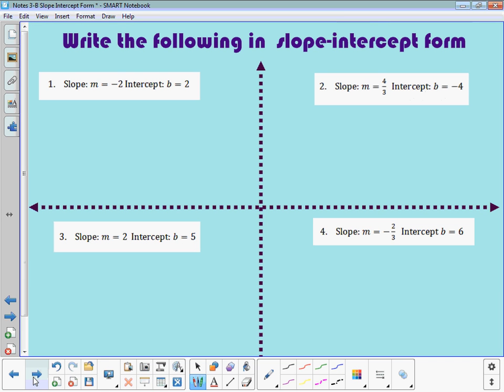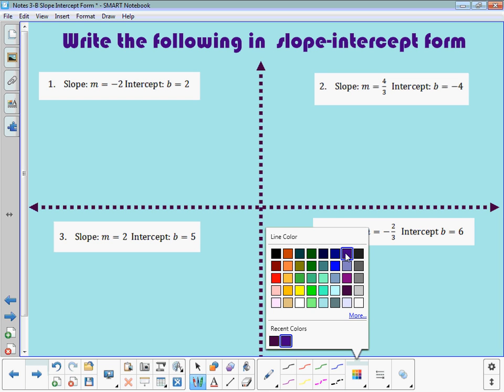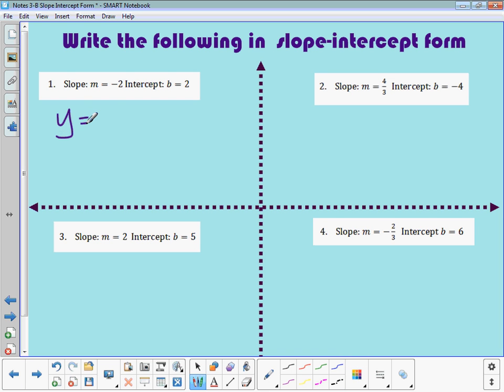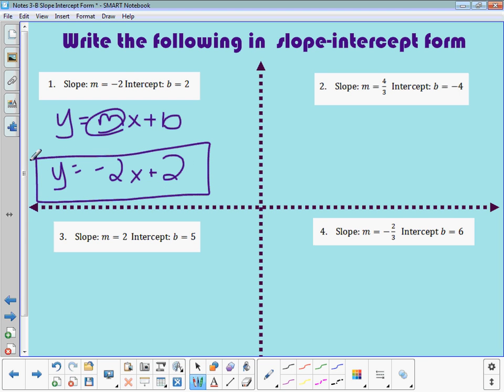Before we get too far into that, I want to practice writing things in slope-intercept form. So when it gives us the slope and it gives us the intercept, that's pretty straightforward. All we have to do is just plug it in. So we know what our m is and we know what our b is. Now remember that slope-intercept form is just y is equal to mx plus b. So I'm just going to plug in what I know. Y is equal to, now I know that m is equal to negative 2, so I'm going to plug that in with x. Remember, again, I'm leaving y and x in there. And b is equal to 2, so I can plug that in as well. So that right there is your slope-intercept form.